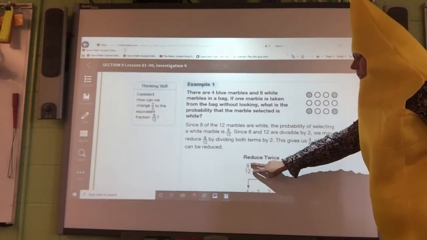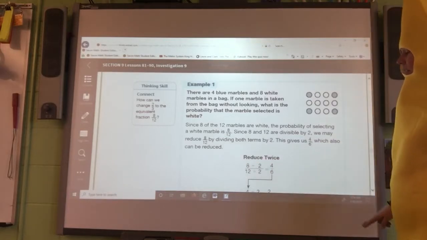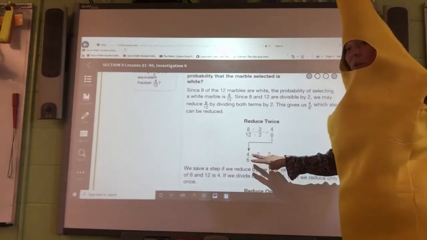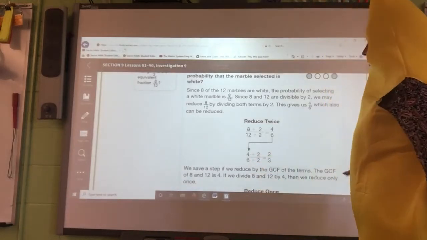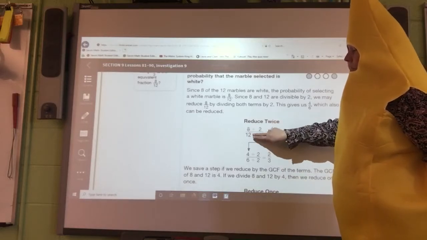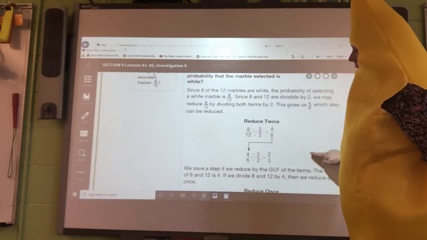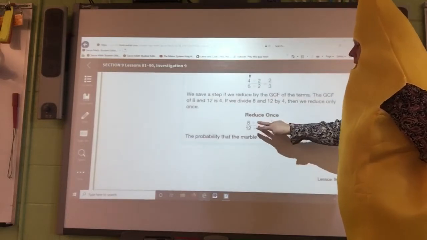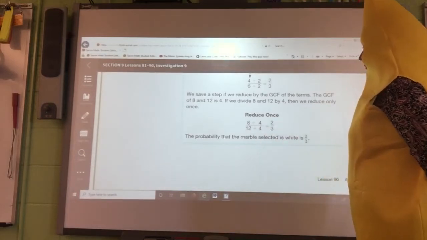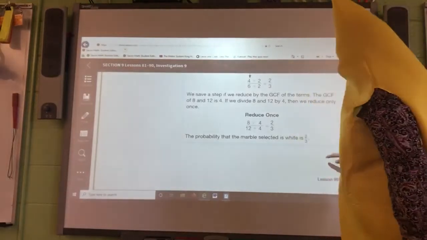So here we go. 8 divided by 2 is 4. 12 divided by 2 is 6. But guess what? We still have to reduce. That is why we look to find the greatest common factor. What goes into both 8 and 12? All right, we know that 4 goes into both 8 and 12, correct? So 8 divided by 4 is 2. 12 divided by 4 is 3. The probability that the marble that's selected is 2/3.